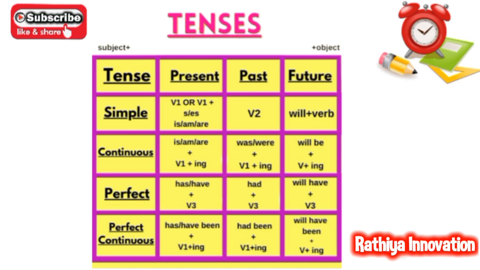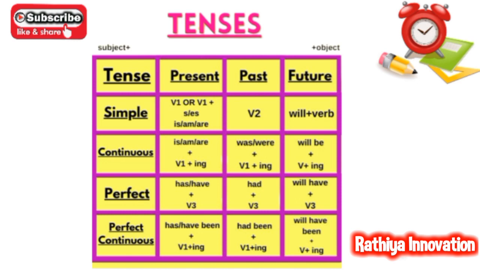Simple present tense is used to denote general truths, habits and also routines. The construction for simple present is subject plus verb 1 or verb 1 plus s or es plus object. So this is the construction for simple present tense.